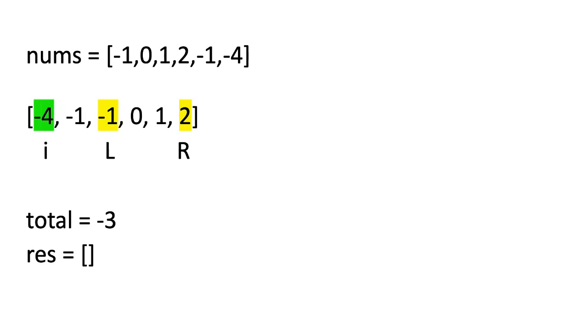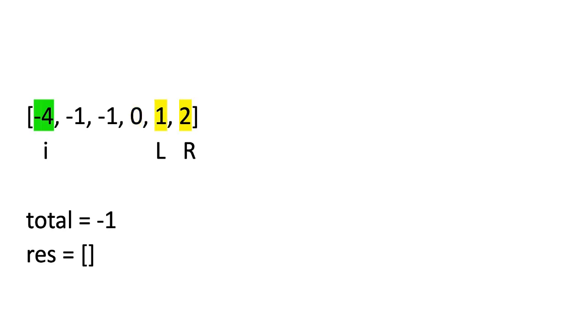Now again the total is less than 0, so we will again increment the L pointer. Now the total is minus 2, which is less than 0, so we will again increment the L pointer. Now the total is minus 1, so we will again increment the L pointer. We will repeat this until the L pointer is less than the R pointer.